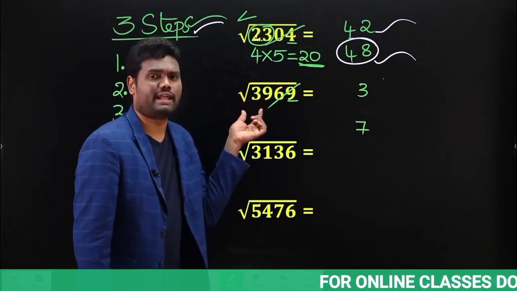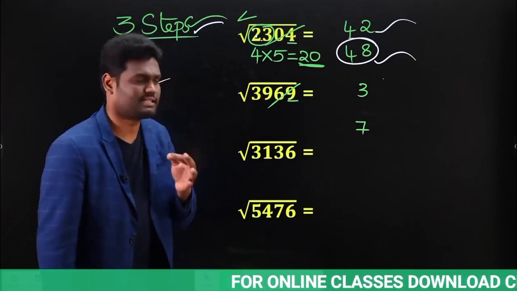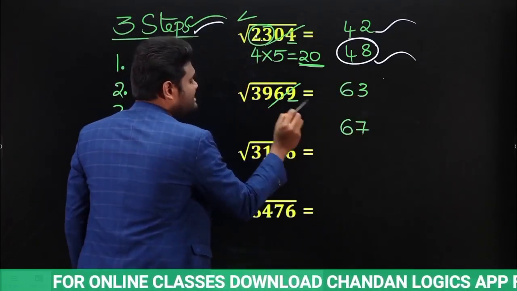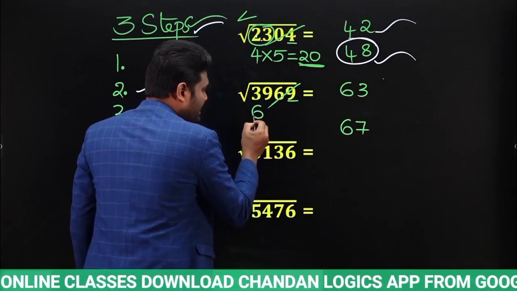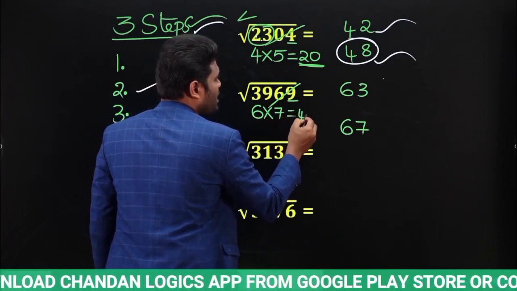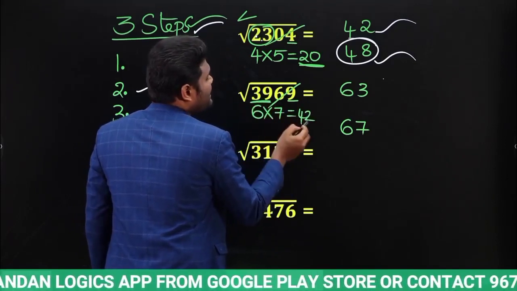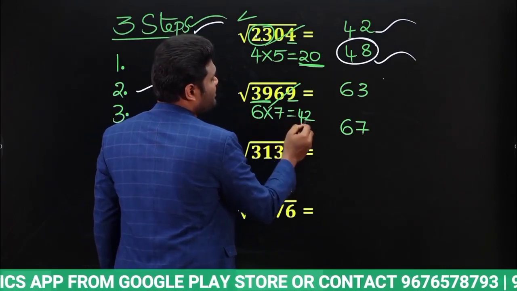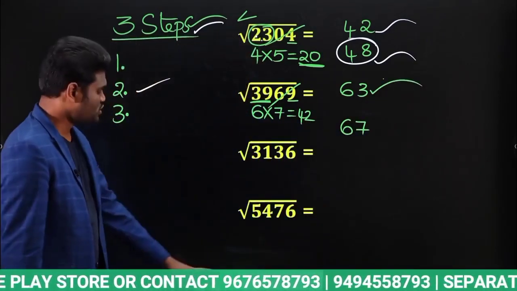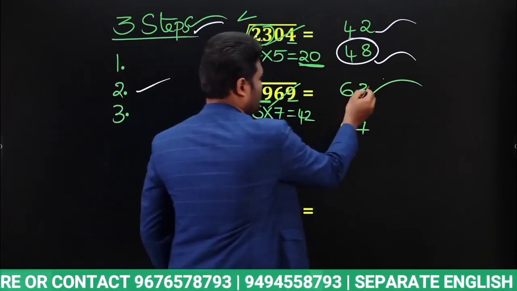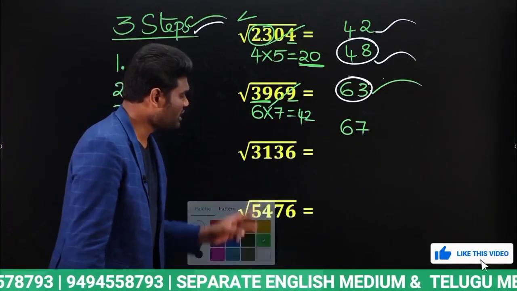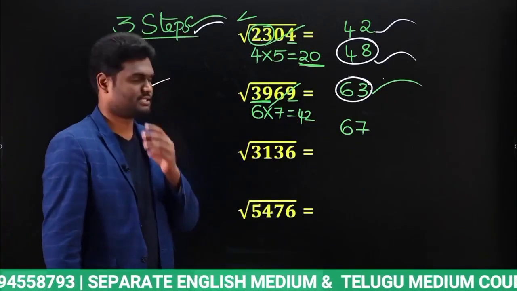Perfect square close to 39 and less than 39. 6 square is 36. Yes, which means 63 or 67. Now this is the second step. Now what do you have to do in the third step? 6 multiplied with the next number. 6 times 7 is going to be 42. Now compare our number. 39 is less than 42. As 39 is less than 42, our square should be a smaller one. So smaller one means 63. So 63 is going to be our answer. Okay, 63. Is it clear? Very, very simple. Just follow simple 3 steps and you can get these answers.